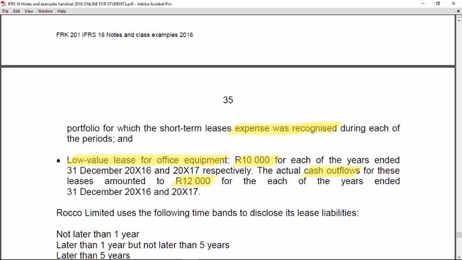Then the information also tells you that Rocco Limited uses the following time bands to disclose its lease liabilities. IFRS 16 requires the entity to decide which time bands to use. In FRK 201, I'll have to give you that information in a question. As we go through the example, you will see where you have to use this type of information.